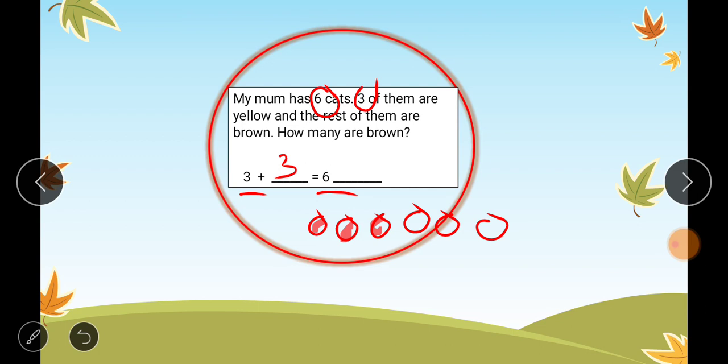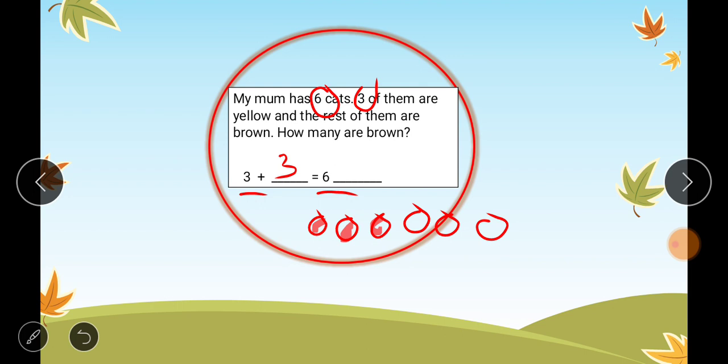Okay? If you want to use your fingers, you know what to do, right? You count up from the given addend. What is the given addend? 3. We count up from 3. So let's go: 3 in my mouth, 4, 5, 6.